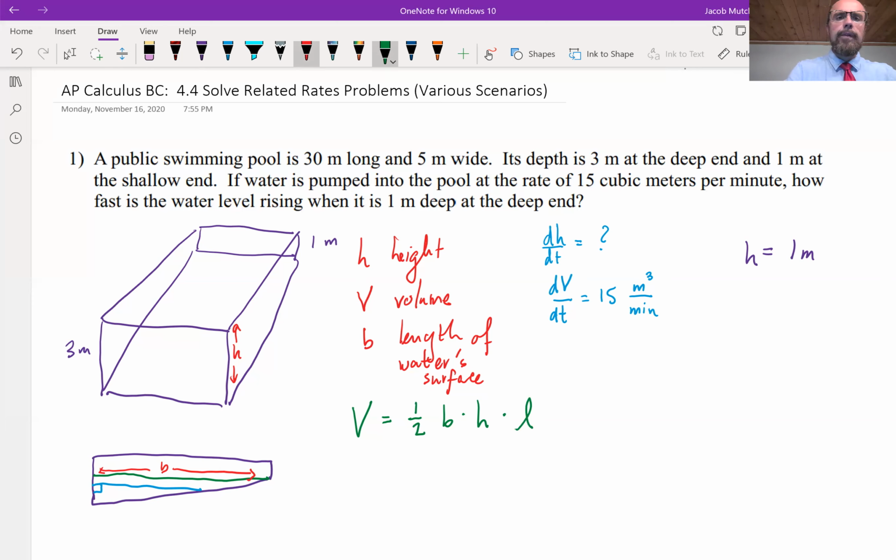And we hadn't labeled that yet. We'll go ahead and label it now. That's a constant of 5 meters. So it's 5 meters across that pool the whole way.